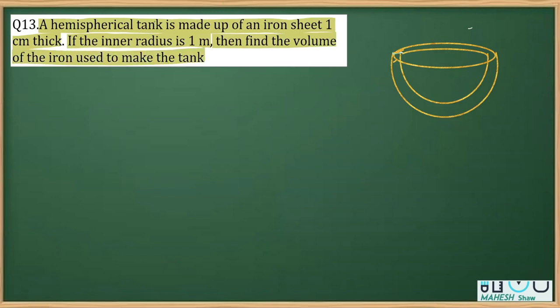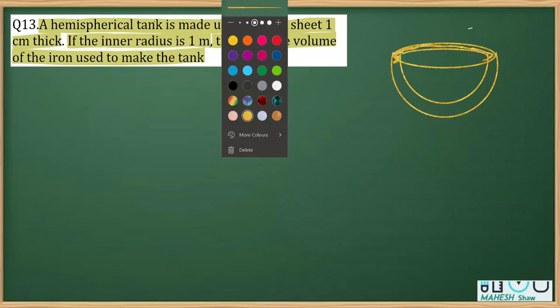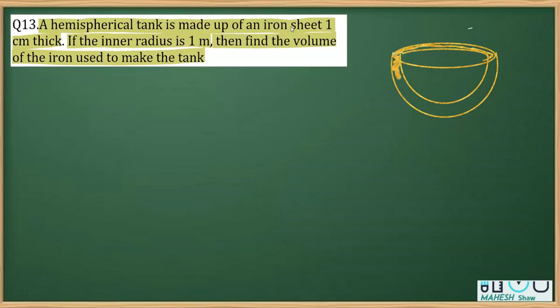in making it. So as you can see, we have taken this hemispherical tank and we have to get the volume of this material used in making this tank. That means this material which is used in making this tank. So we need to find out this part which is made up of iron, right? You have to get the volume of this material so used in making this tank.